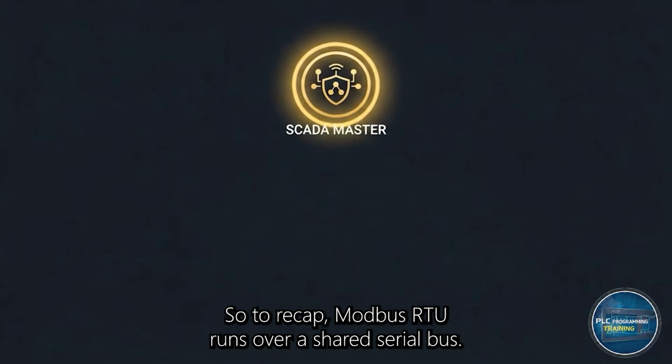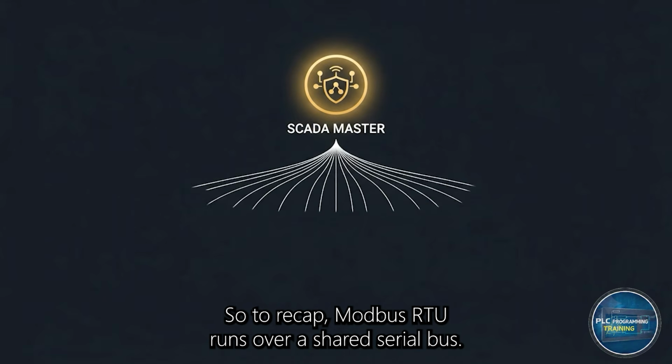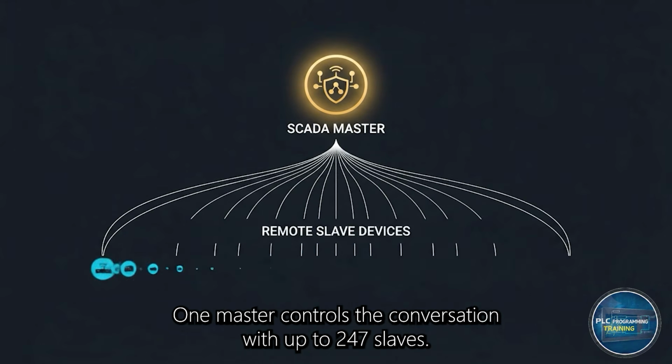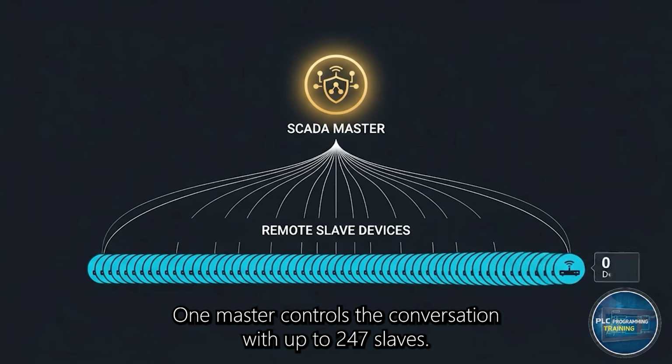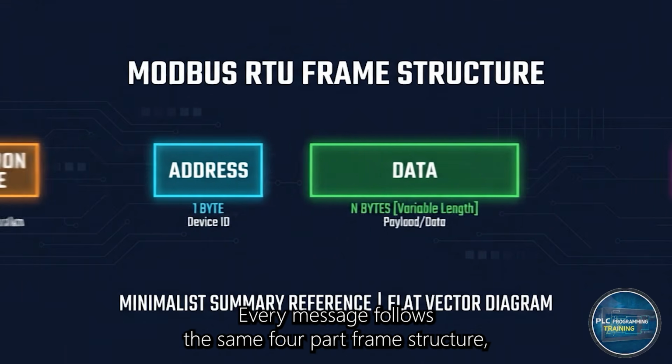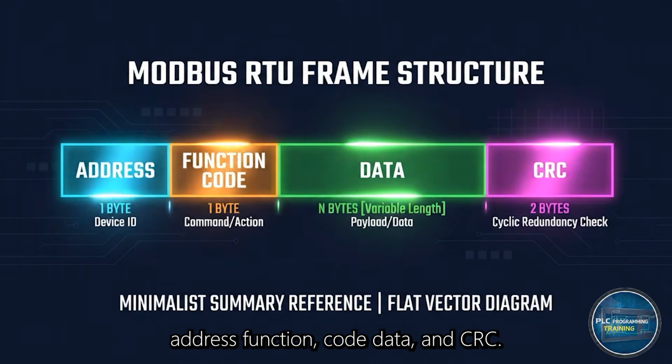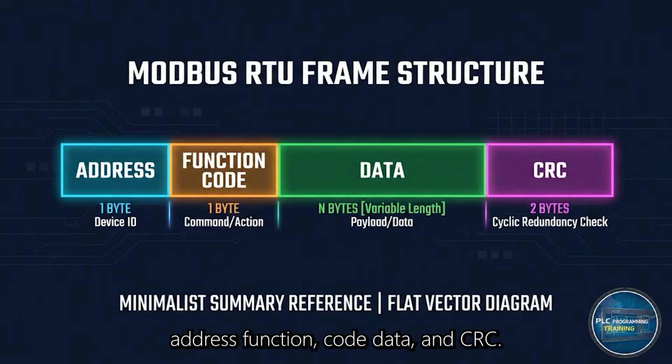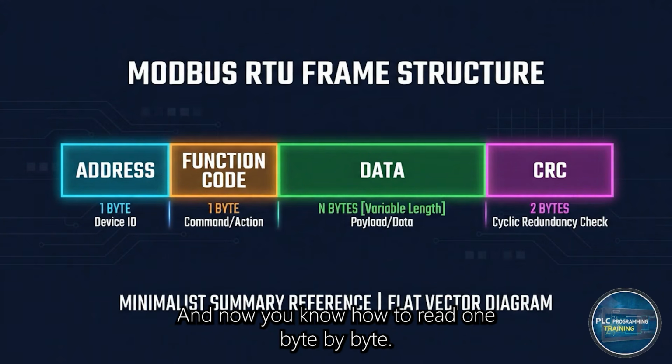So to recap, Modbus RTU runs over a shared serial bus. One master controls the conversation with up to 247 slaves. Every message follows the same 4-part frame structure: address, function code, data, and CRC. And now you know how to read one, byte by byte.